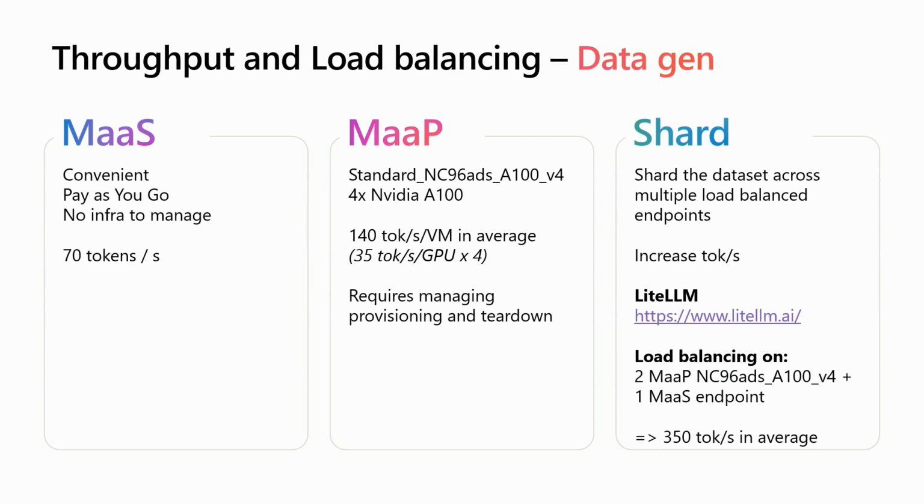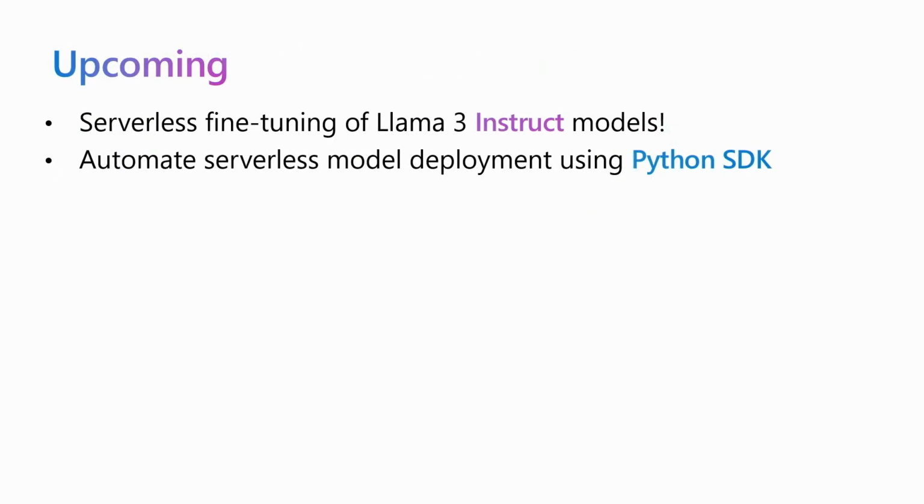Then you can go one step further, which we did because you know what demos are, you know what preparing a talk for a conference is. You're in a hurry. And so, well, we provisioned quite a few GPUs. We provisioned 2 MAP clusters, as well as a MAS endpoint, and we load balanced the load on all those endpoints using an awesome little framework called LiteLLM, which gave us 350 tokens per second.